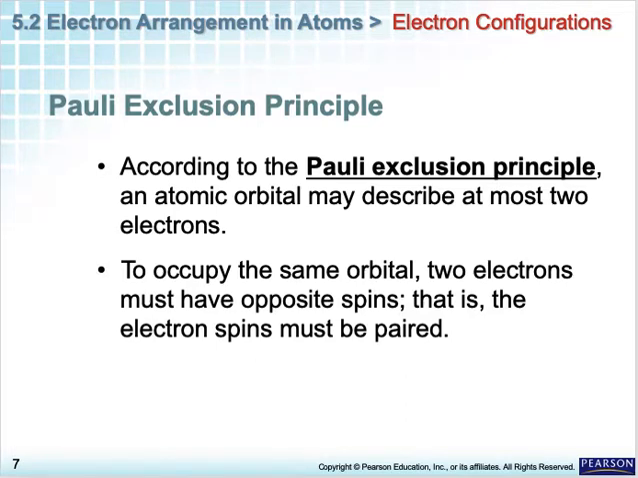The Pauli exclusion principle says that atomic orbitals may describe at most 2 electrons. And to occupy the same orbital, 2 electrons must have opposite spins. So one would spin clockwise and one would spin counterclockwise. And that allows them to pair because it creates a magnetic field. And those magnetic poles would be at opposite ends, so they'd be able to attract each other, even though they're negative, both of them, both electrons.